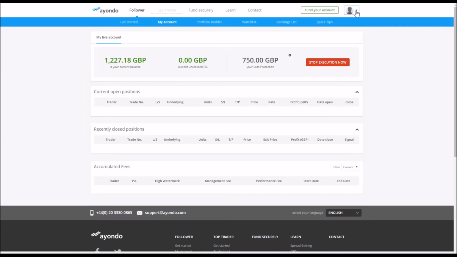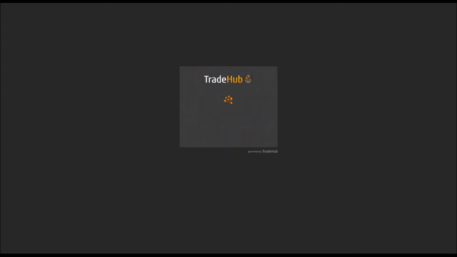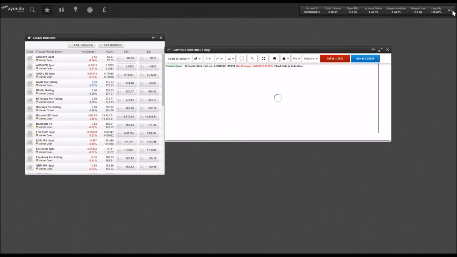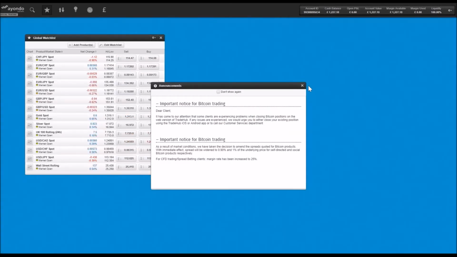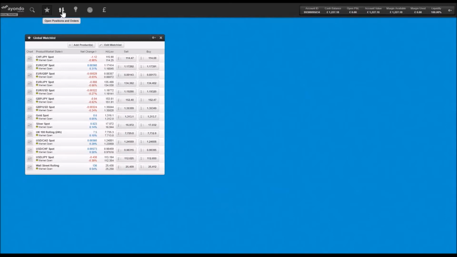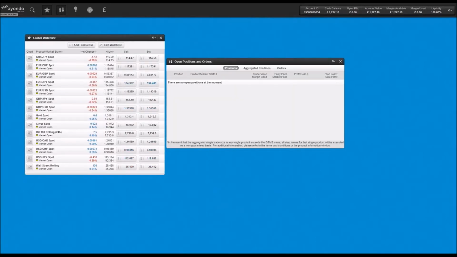We're going to go into Aondo's all singing, all dancing trading platform. Here we go. If you've traded before, this will be a trading platform you're familiar with. So here's my trading platform. If any trades were getting done, and there are none yet, of course, I'd see any open positions in there. There's my account balance, 1,227 quid. Open P&L is 0 because nothing's been done. So my account value is that.